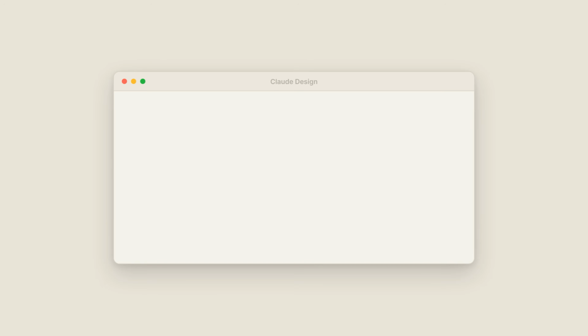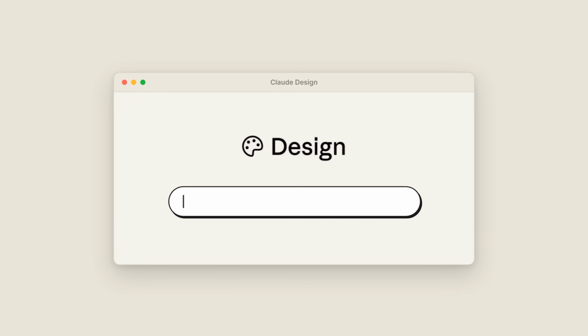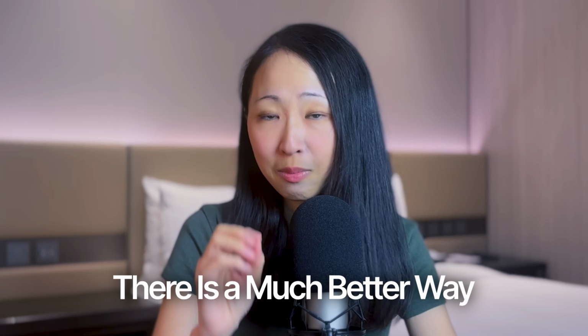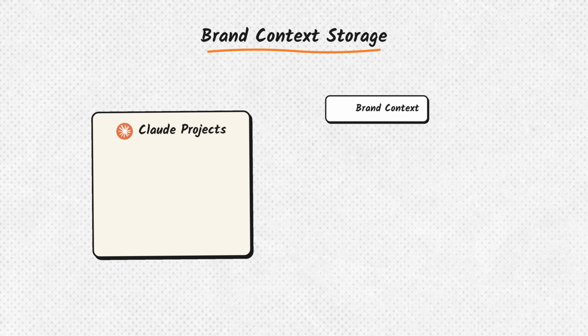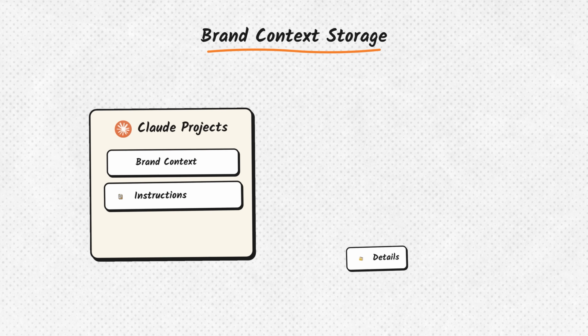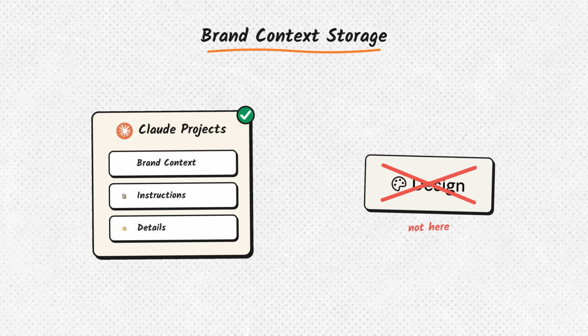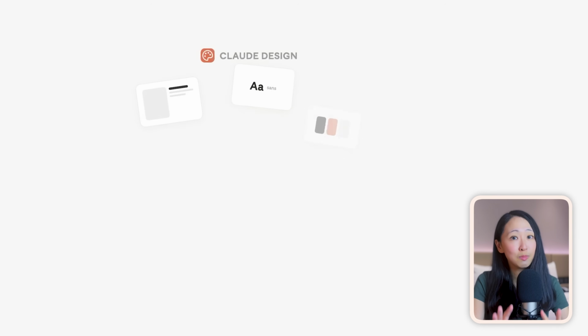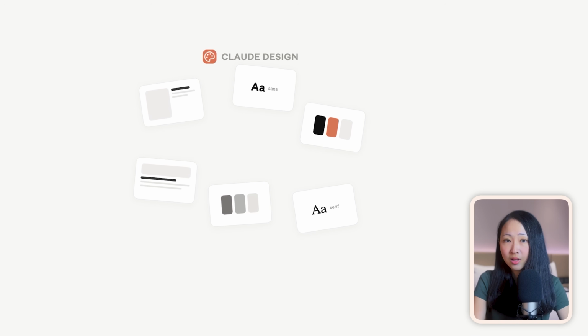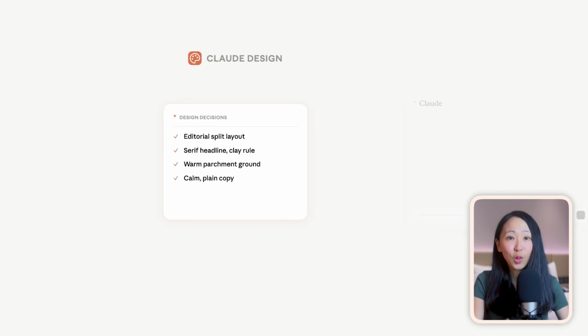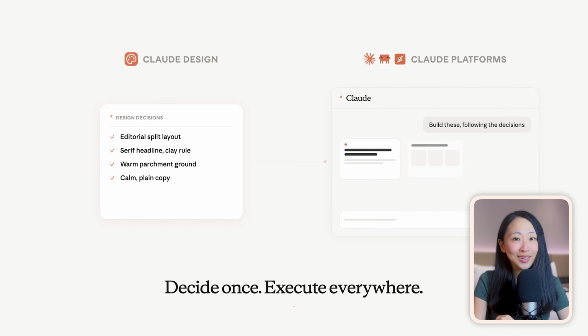Now, of course, the most obvious way is to just use it, prompt it, and ask it to generate design, right? But from my experience, there is a much better way to use it. For most of us, we actually hold all the brand context and instruction details inside Claude platforms, Claude Projects, not on Claude Design. And so to actually generate useful marketing assets, I found it's much more effective to use Claude Design to make visual decisions, and Claude is where you execute. And here is what I mean.